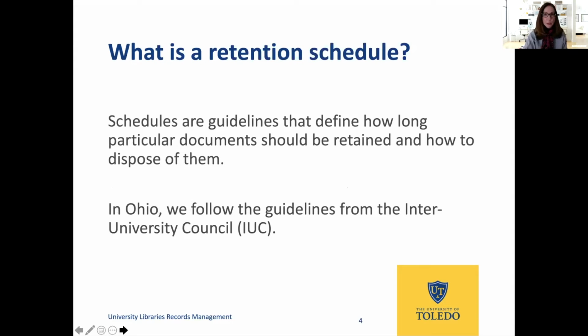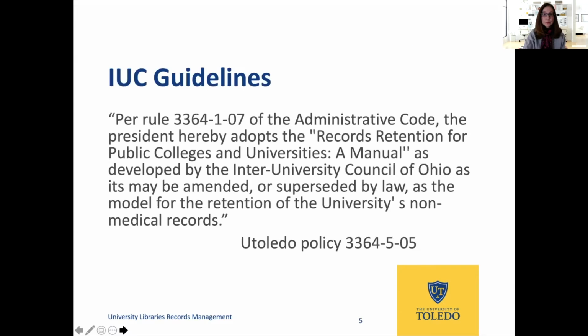So I talked a little bit about this retention schedule. That's how long we keep things and what we do with records when we no longer need them. We may destroy them, shred them. We may transfer them to archives if they have historical value. And we follow guidelines, of course. None of this is just pulled out of the air. We follow guidelines from the Inter-University Council of Ohio. This is taken from the University of Toledo policy on records management and retention, and it just states that we follow the IUC's manual.